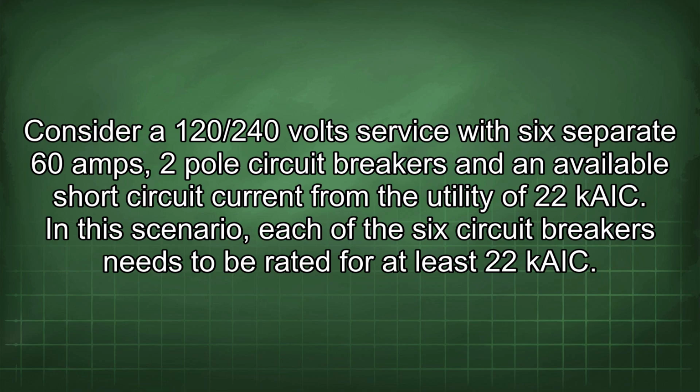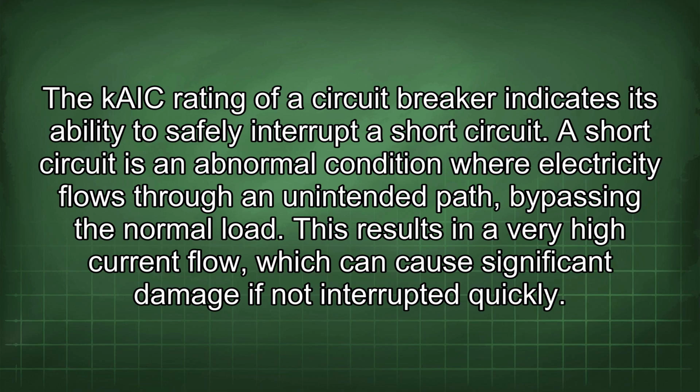120/240 volt service with 6 separate 60 amp, 2-pole circuit breakers and an available short circuit current from the utility of 22 kAIC. In this scenario, each of the 6 circuit breakers needs to be rated for at least 22 kAIC. The kAIC rating of a circuit breaker indicates its ability to safely interrupt a short circuit. A short circuit is an abnormal condition where electricity flows through an unintended path, bypassing the normal load. This results in a very high current flow, which can cause significant damage if not interrupted quickly.